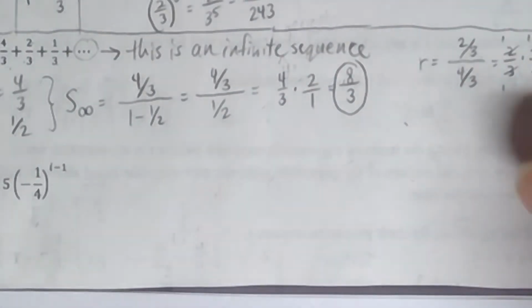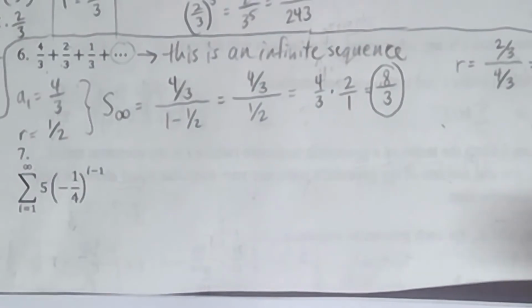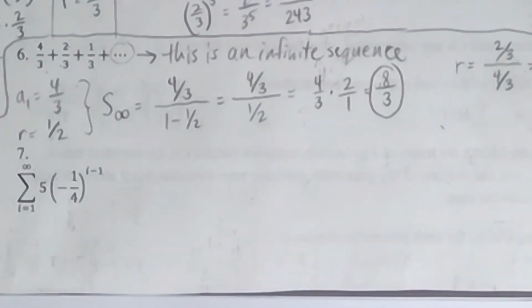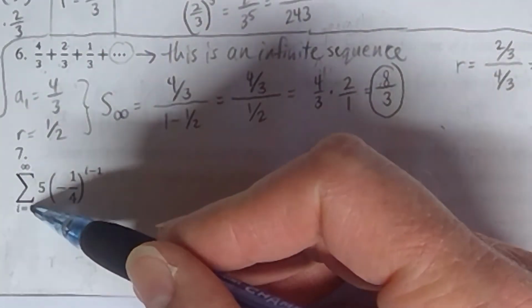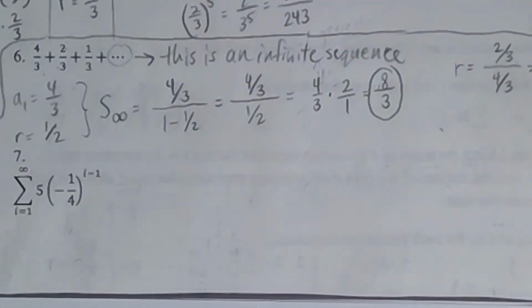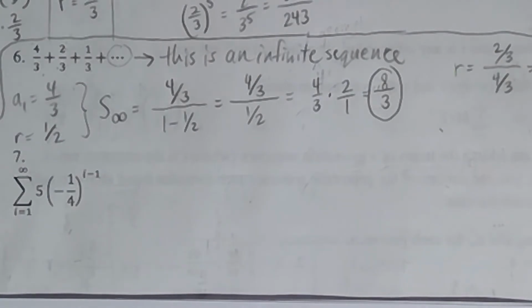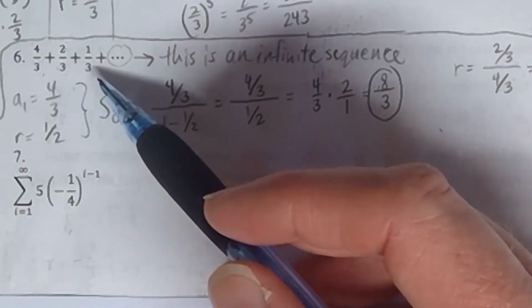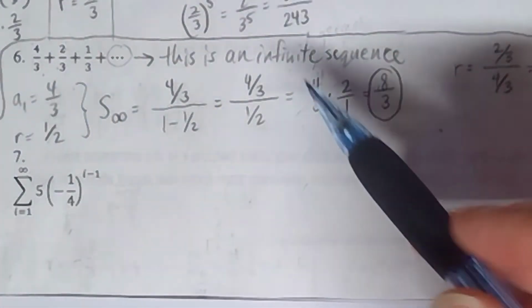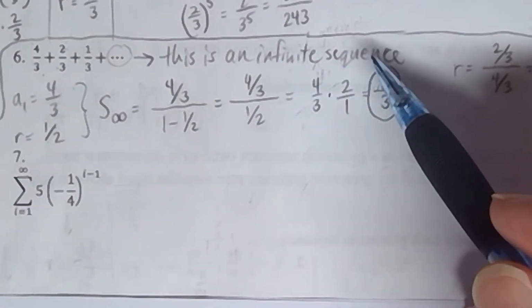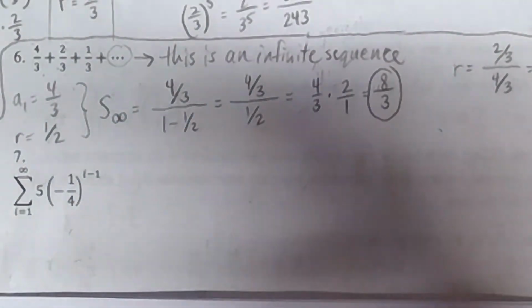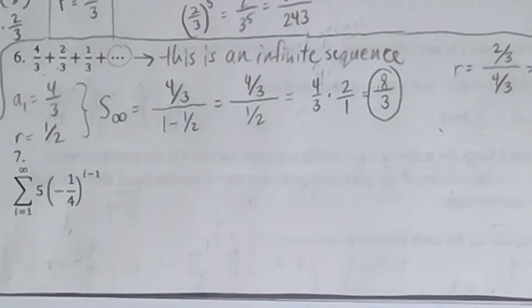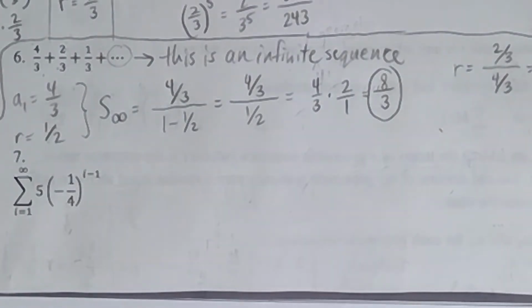Okay, moving on to number 7. You'll see that it's a sigma letter, but you'll also see that there's an infinity symbol on the top. That means you plug in every number from 1 to infinity, which implies, just like in the last problem, that we're going to be adding up an infinite number of terms. So it's going to be a sum of an infinite sequence. Okay. Not just adding up the first 5 terms or the first 10 terms like we've been talking about in problems 4 and 5.